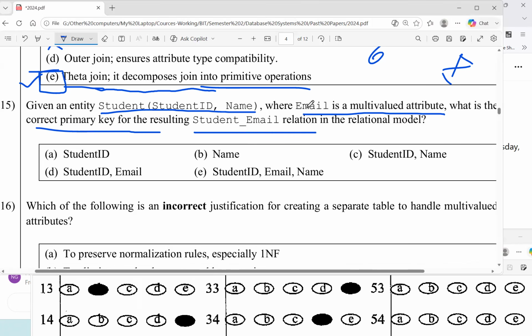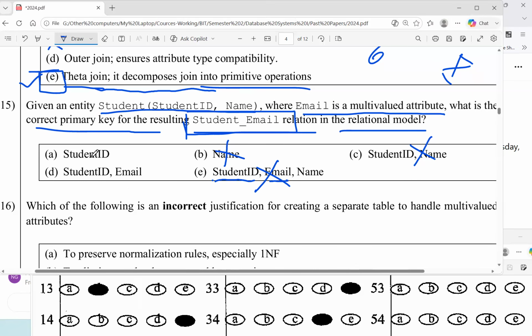So you take email to a separate table in the relational model. In the student email table, email will be a field and student ID will be a foreign key, so that we know that email is related to that student. Therefore, we need student ID and email. You don't need name. You can keep name in the student table because this is student email.